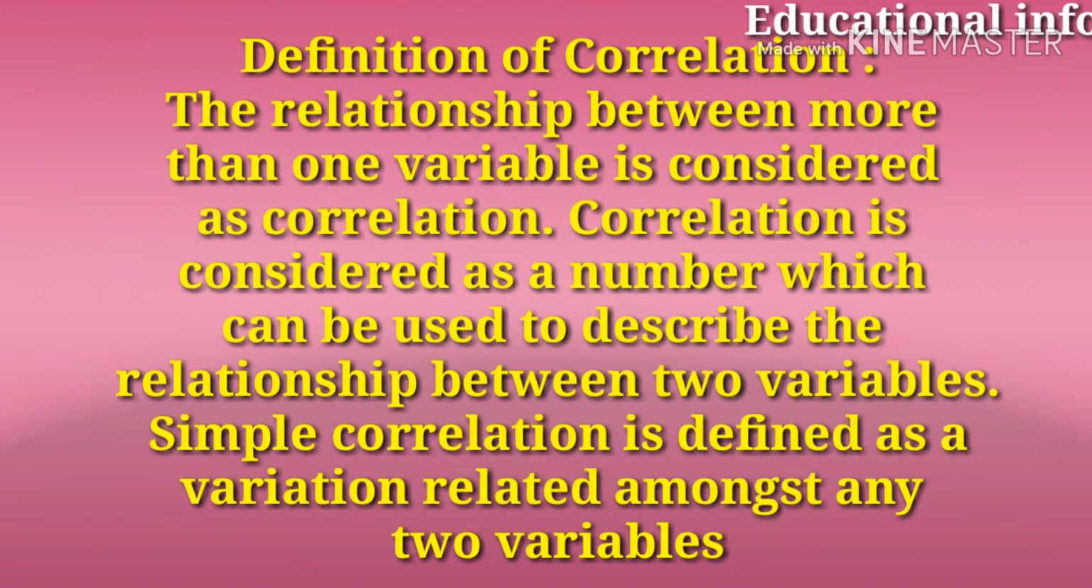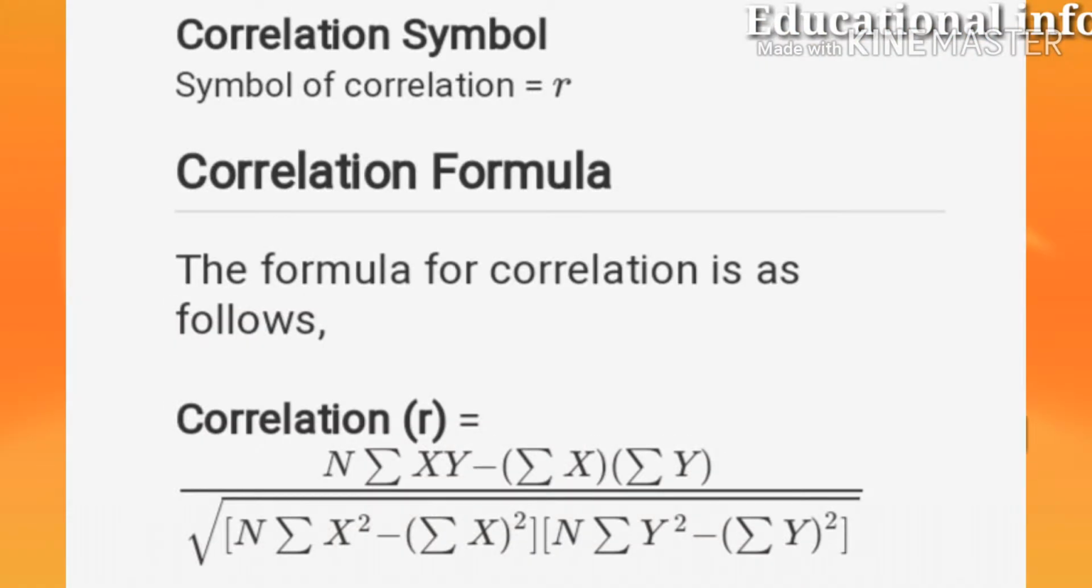Correlation is considered as a number which can be used to describe the relationship between two variables. Simple correlation is defined as the variation related amongst any two variables. The correlation symbol is known as r.